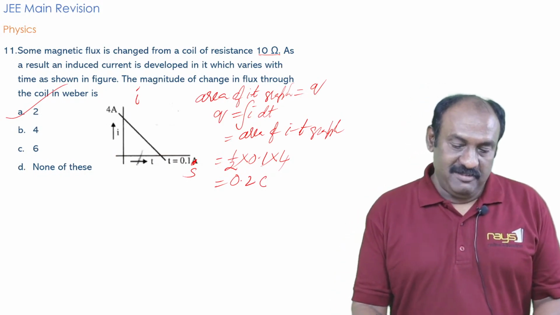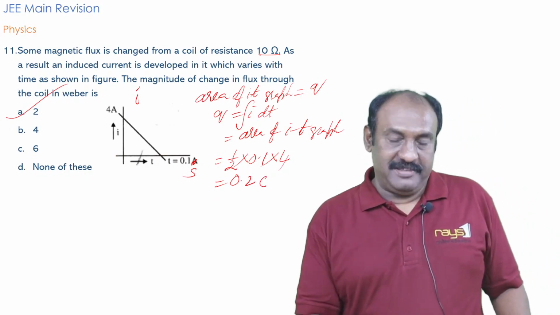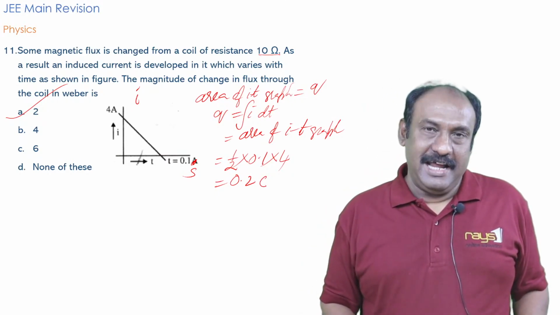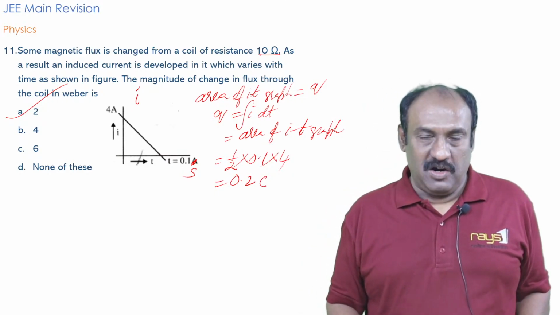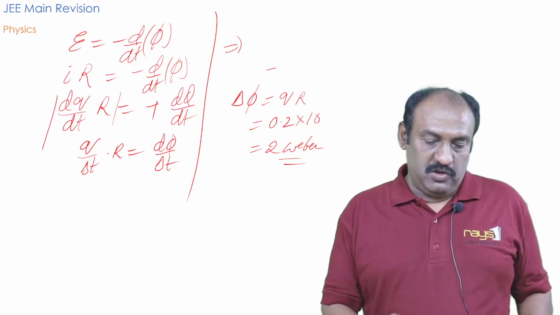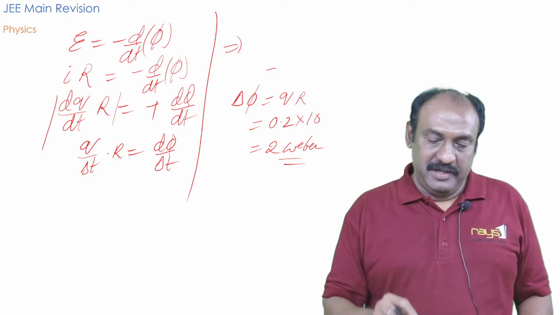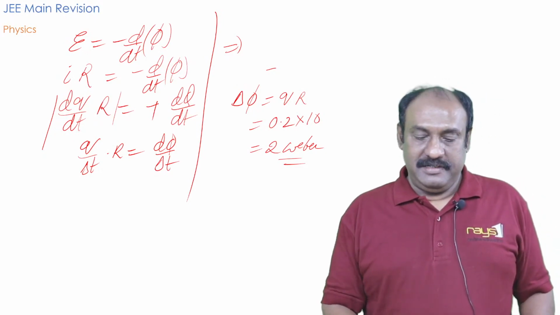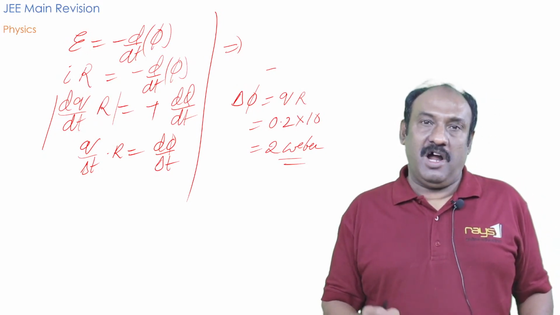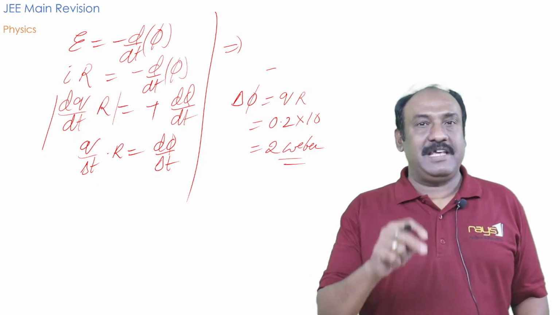So what I did in this problem: the i-t graph is given. The area under the i-t graph gives the charge flowing through the coil. When you know the charge flowing through the coil, you can calculate the change in flux through the area of the coil as delta phi equals the charge flowing through the coil times the resistance of the given coil.